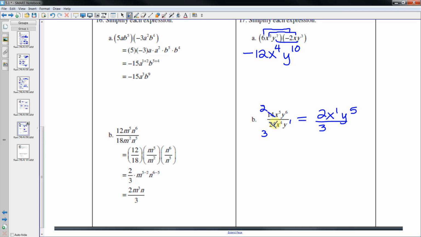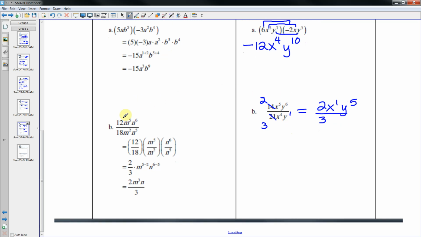Alright, let's see if we got the same thing. I reduced my 14 over 21 by 7s. So 14 divided by 7 is 2, 21 divided by 7 is 3, so I know I have a 2 over a 3. Then on my x's, 5 minus 4 gives me x to the 1. You don't have to put the 1 there, you could just put an x. And then y to the 6th over y to the 1, 6 minus 1 would be y to the 5th. Did you get the same answer as I did?